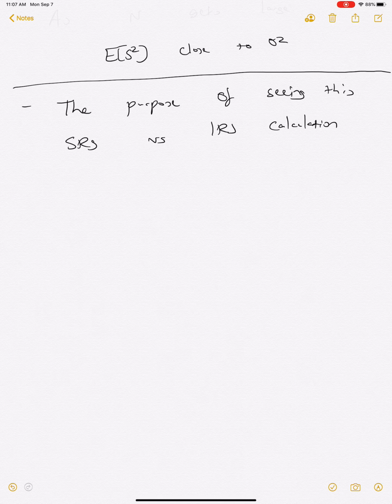To finish off this lecture, I'll make a few comments about why we did this and what we're going to do in the future. So the purpose of seeing this SRS versus IRS calculation is that we typically use simple random sampling for surveys.